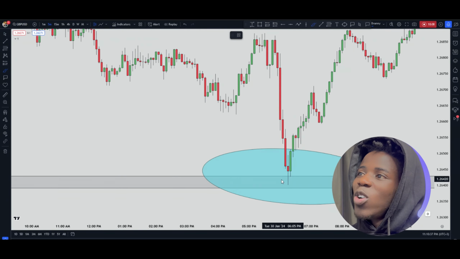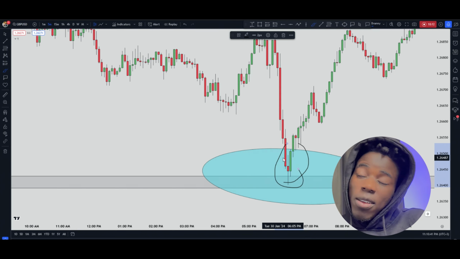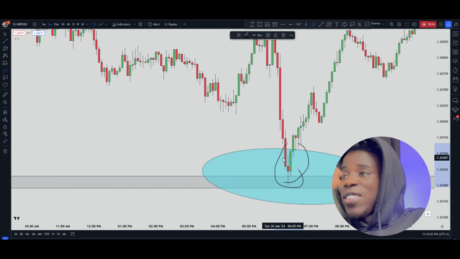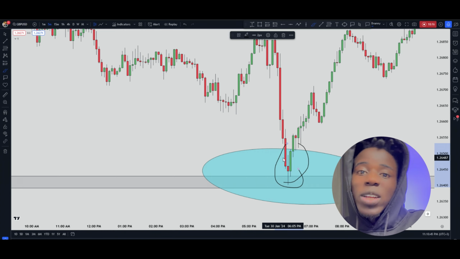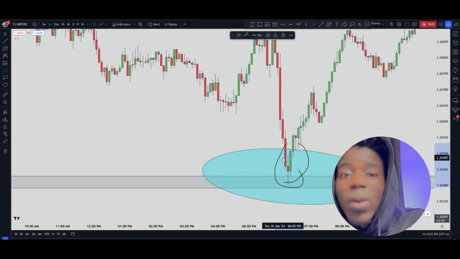Don't get confused by these candlestick patterns and all of those things. We don't trade an engulfing candlestick pattern because it is an engulfing candlestick pattern. We trade what engulfing represents. You get? Candlesticks are the language of the market.